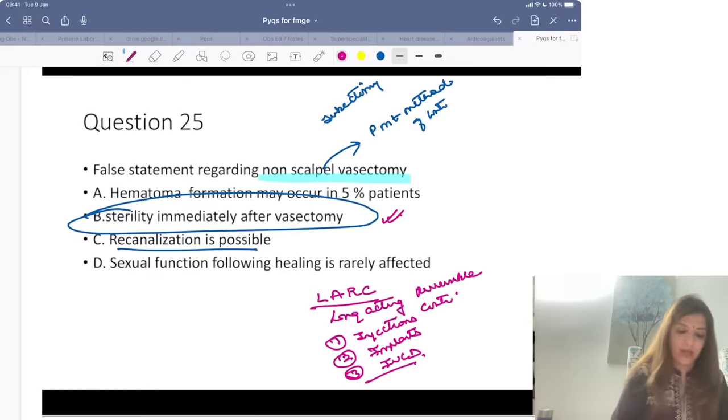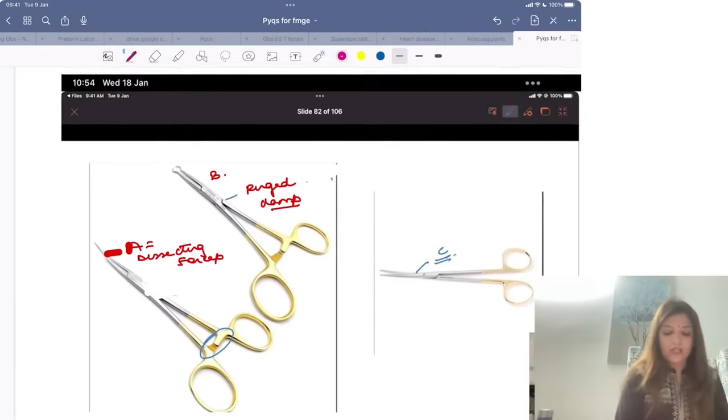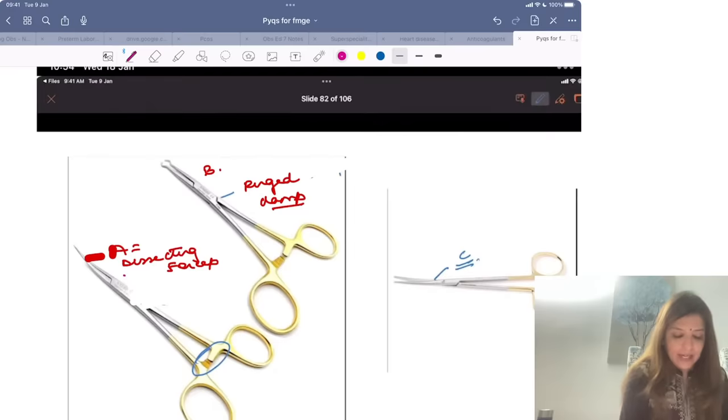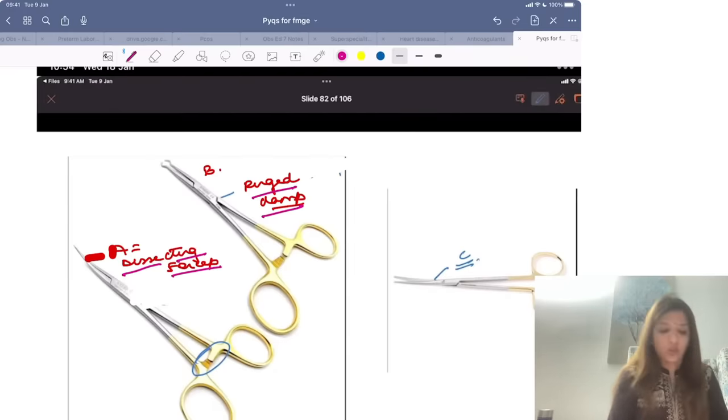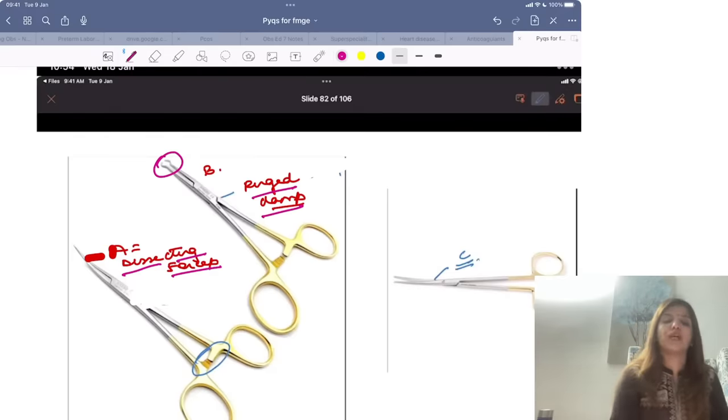Clear? Okay. Next question. Let's look at these instruments. These are 2 instruments which are used for vasectomy. This is a dissecting forceps and this is a ringed clamp. These are used for doing vasectomy. It is a non-scalpel vasectomy, where we don't use any scalpel. We are using a dissecting forceps and a ringed clamp.